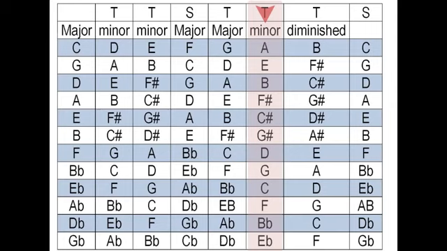If you want to do this in an E minor, look at the sixth column, find an E, use the notes E, F sharp, G, A, B, C, D. Now you have an E minor scale. It's that easy to find your relative minor.